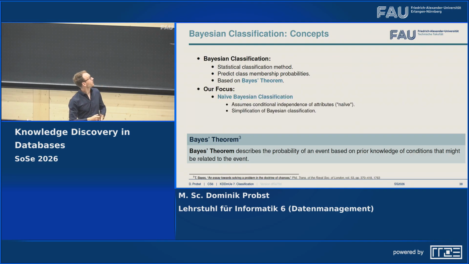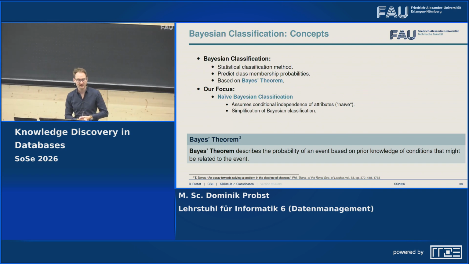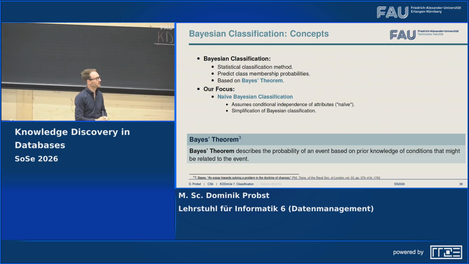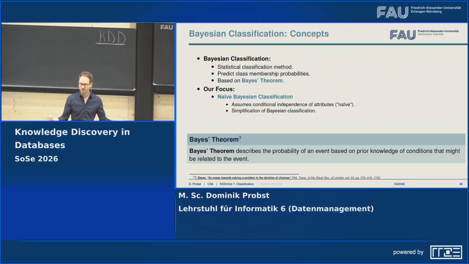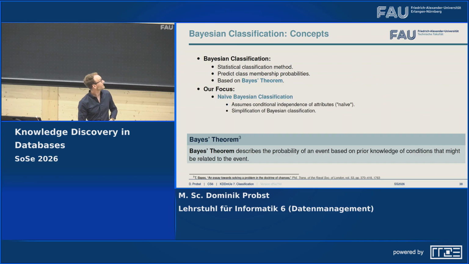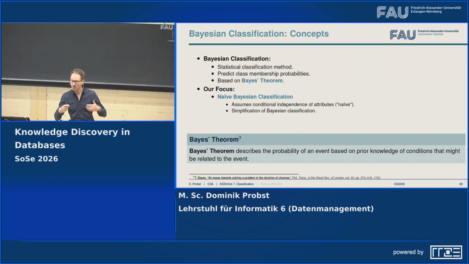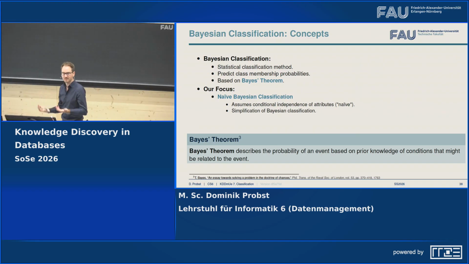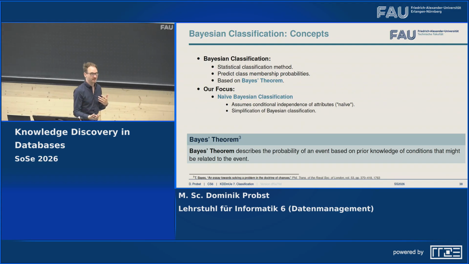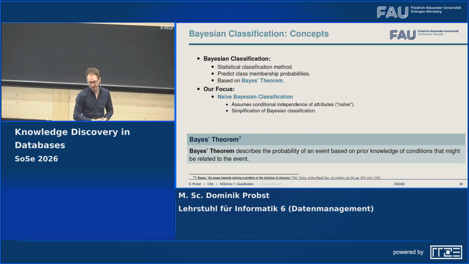We have one important focus. We are focusing on the naive Bayesian classification. Why are we focusing on the naive Bayesian classification? Well, it's the simplest method to do. And what is naive in this case? Well, we are assuming that all attributes are independent of each other. So we do not have any conditional dependence of attributes on each other. That's a pretty big simplification. Otherwise, it would be much harder to calculate.